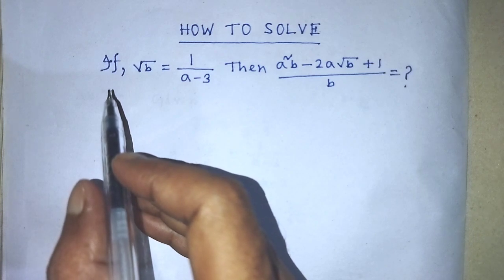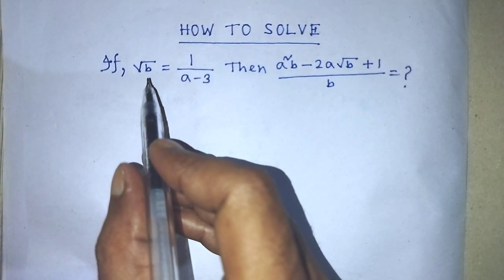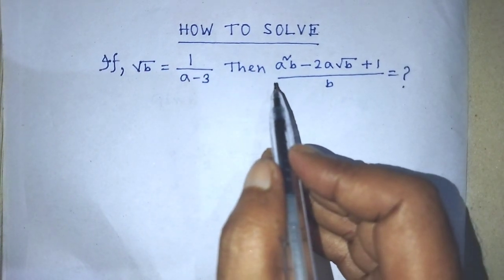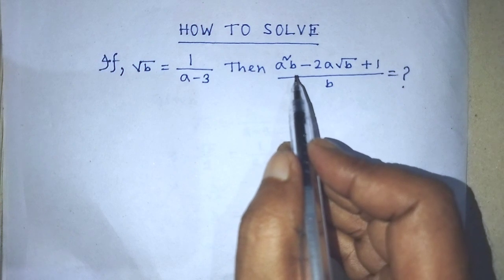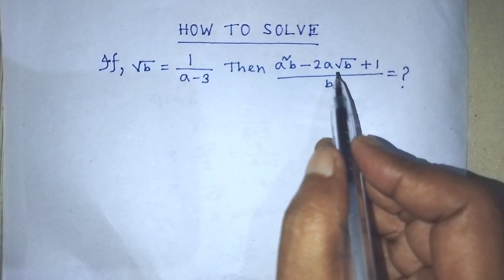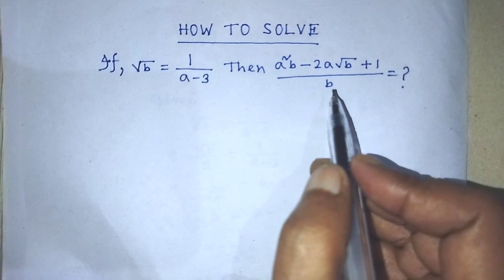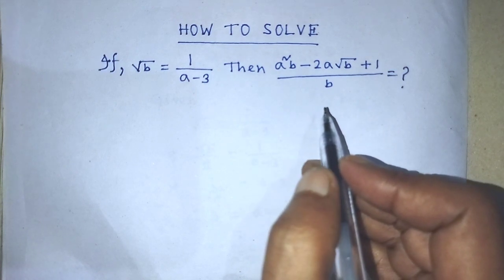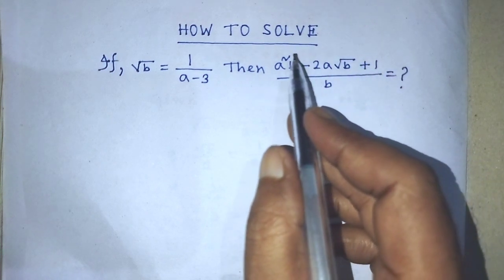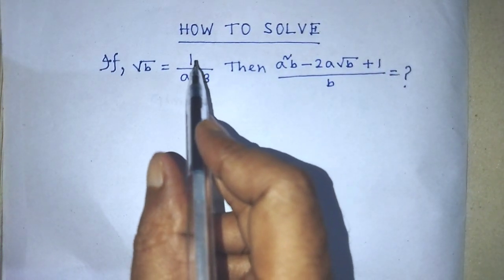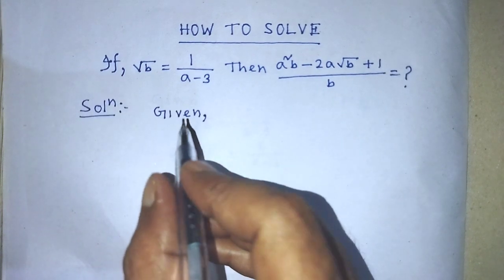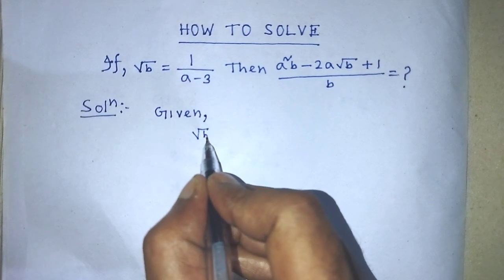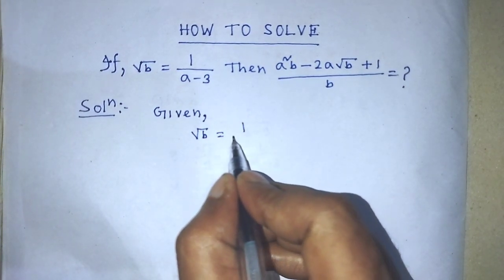So student, today our question is: if root b is equal to 1 over (a minus 3), then find the value of a square into b minus 2 into a root b plus 1 over b. Today in this video I will tell you how to find the value of this algebraic expression from this algebraic equation. Our given equation is root b is equal to 1 over (a minus 3).